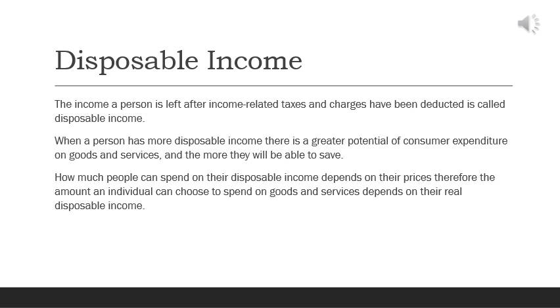Disposable income. The income a person is left with after income-related taxes and charges have been deducted is called disposable income. When a person has more disposable income, there is a greater potential for consumer expenditure on goods and services, and the more they will also be able to save. How much people can spend on their disposable income depends on prices. Therefore, the amount an individual can choose to spend on goods and services depends on their real disposable income.